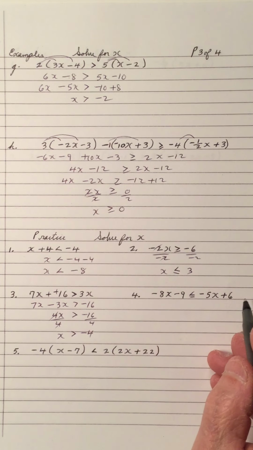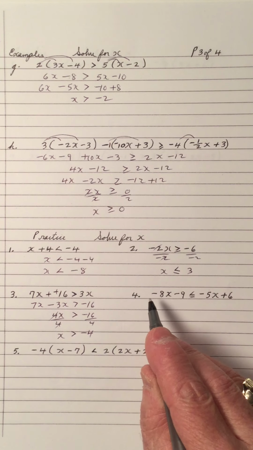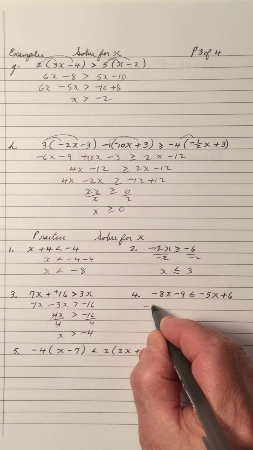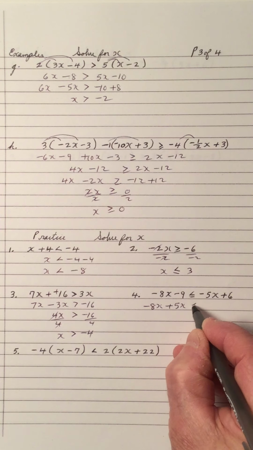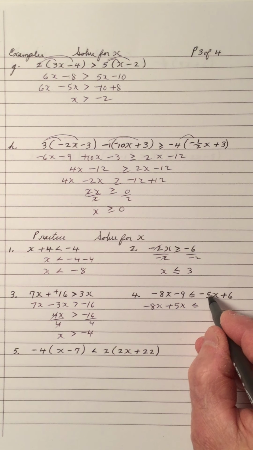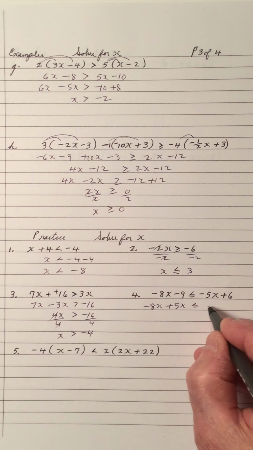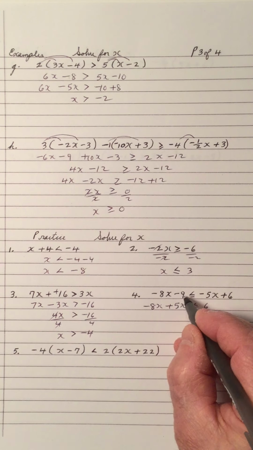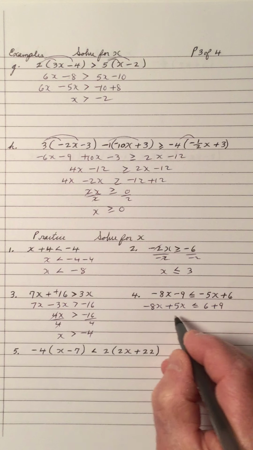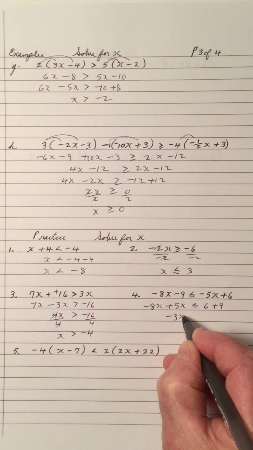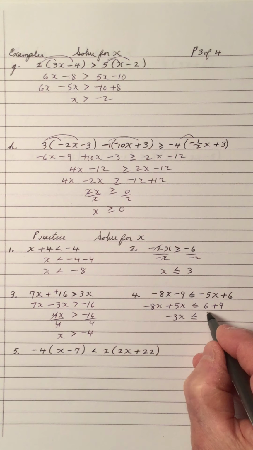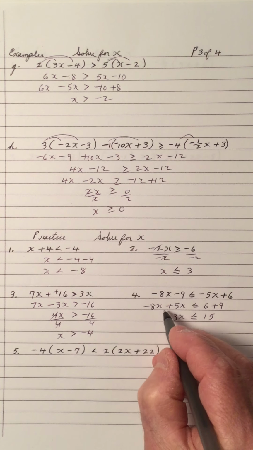Number 4. We have no brackets, so we move the x's to the left and numbers to the right. So negative 8x, add on 5x. Because it's negative here, move over becomes plus. And I got a 6, stays there. Negative 9 becomes a plus 9. Simplify each side, and I get a negative 3x less than or equal to 15.